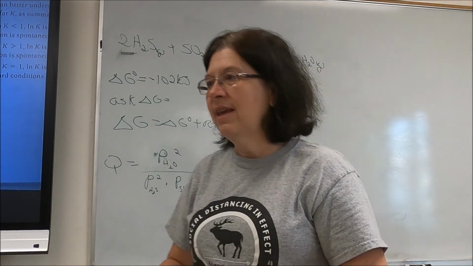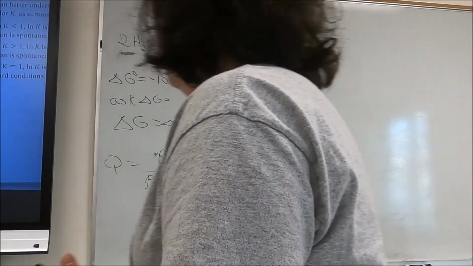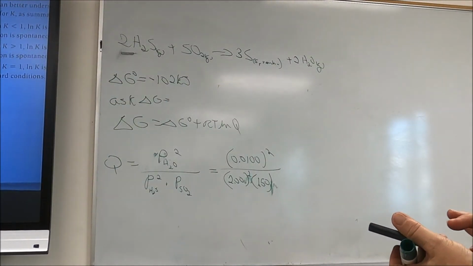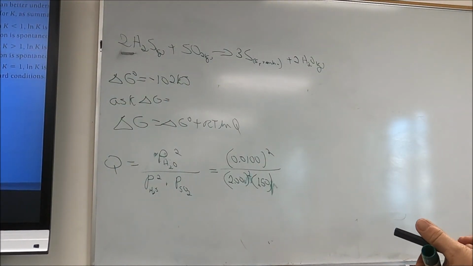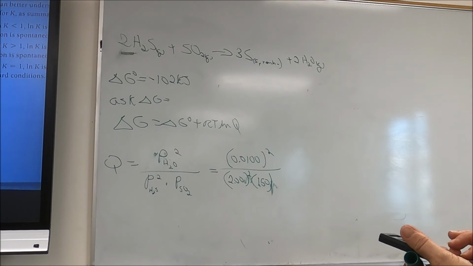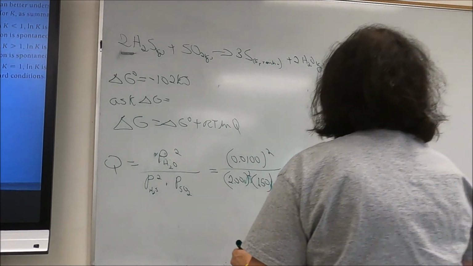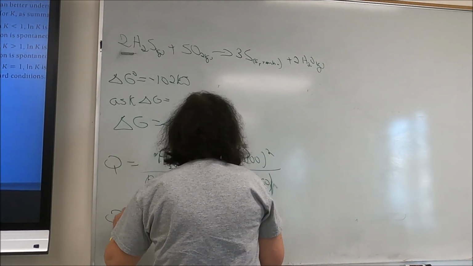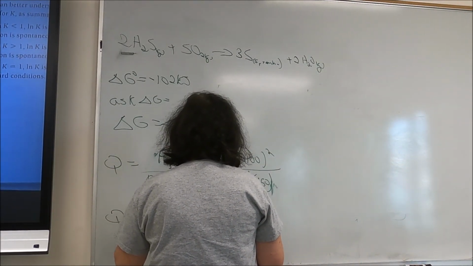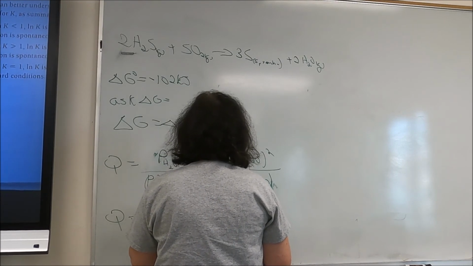Okay, so let's get Q. 0.0100 squared divided by 2 squared divided by 1.5. I got the same thing twice, so I believe it. I get a Q value here of 1.67 times 10 to the minus 5.